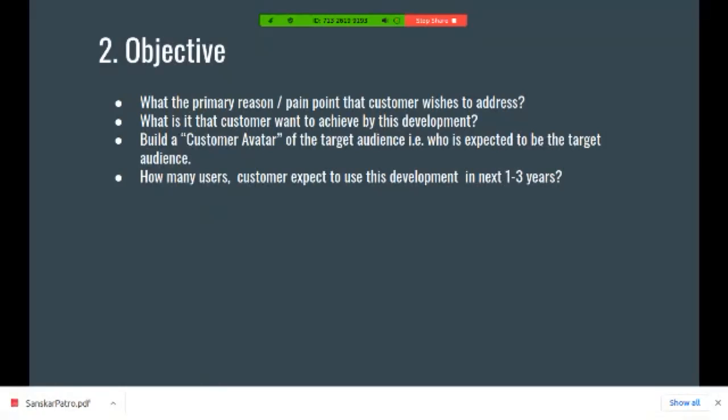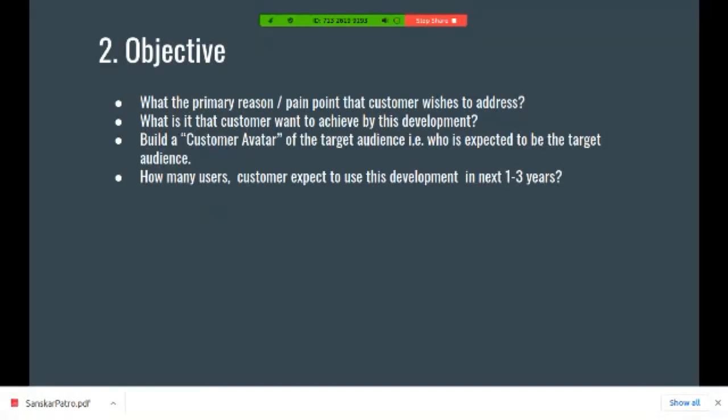The second question is, what does that customer want to achieve by this development? If you ask the customer what they want to achieve ultimately by developing the website, they might answer that they would like to put it on a visiting card. They might like to showcase this website to their customers, or take in inquiries from customers, or sell their production services through the website.